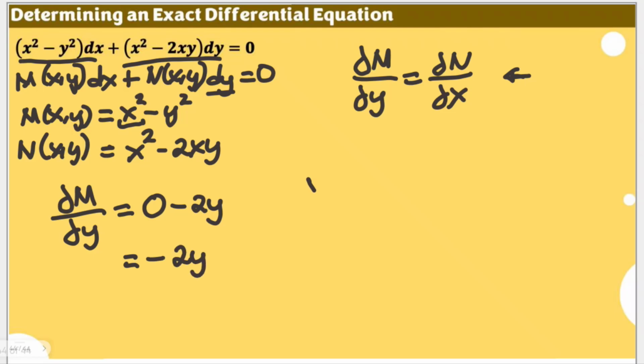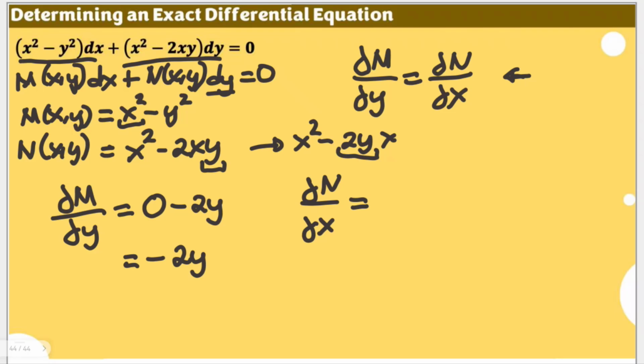Now, for the partial derivative of N with respect to x, being x as our independent variable, we are going to take this y as a constant. So we can write this as x squared minus 2yx, as this is our new numerical coefficient as we take y as a constant for this function and take its partial derivative with respect to the independent variable x. Since this contains x, that would actually be 2x.